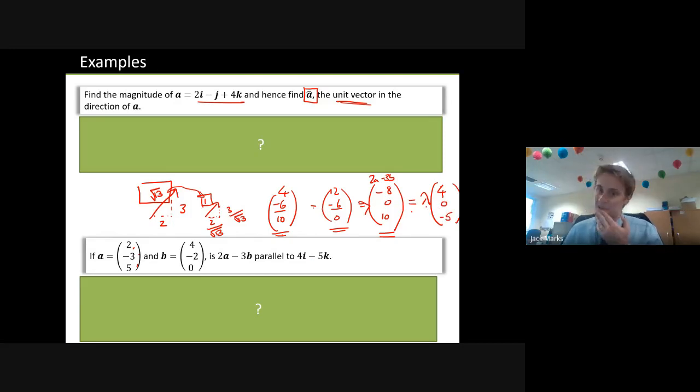Well, you might be able to see it already. What's this one here? Pick any line to make an equation if you're unsure. Minus 8 equals 4 lambda, so lambda equals 2.